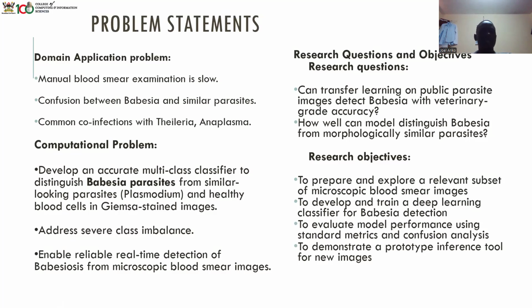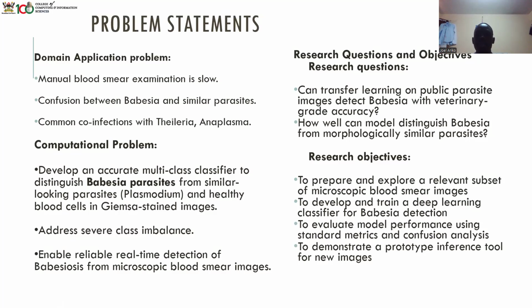Also, we had some common co-infections, maybe other tick-borne diseases, for example anaplasmosis, theileriosis, heartwater, and so on. So the computational problem was to develop an accurate multi-class classifier that will help us to group or classify these samples from the healthy ones and so on. This will address the severe class imbalance and also enable real-time detection of the disease from the microscopic blood smears.